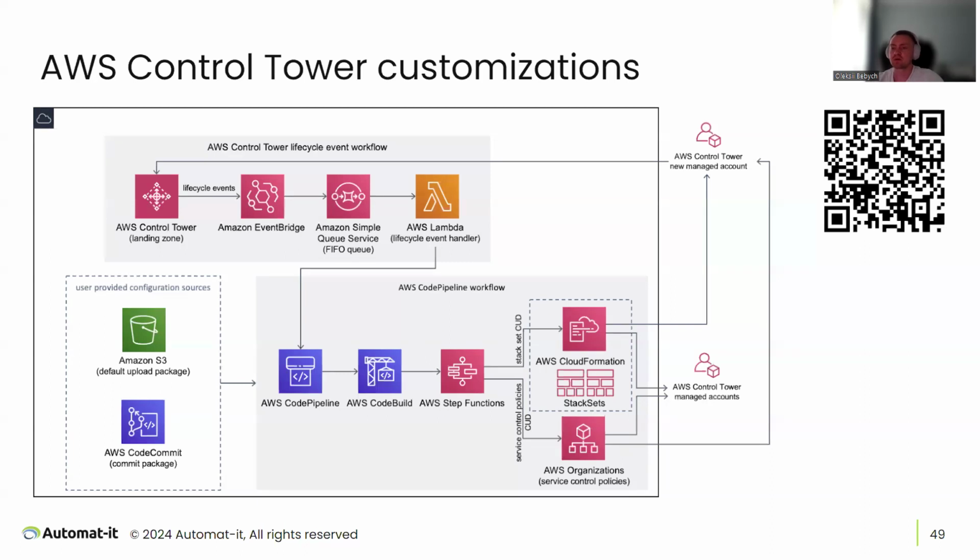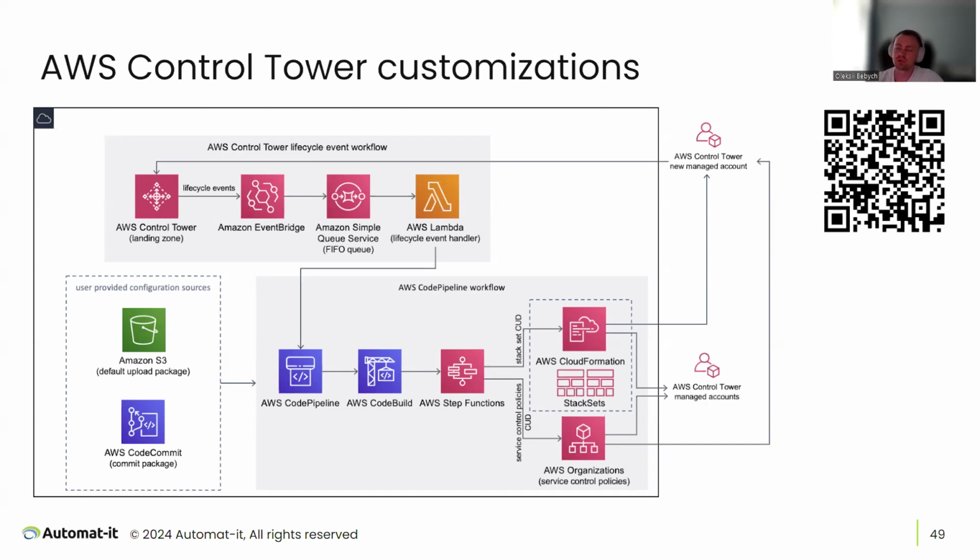Then we can have a manual approval. It's an optional thing, but sometimes it's pretty important, just not to deploy automatically to the production. The next step is applying service control policies. It's applied using Step Functions. And the last step is creating a CloudFormation stack set and deploying needed resources to the accounts.